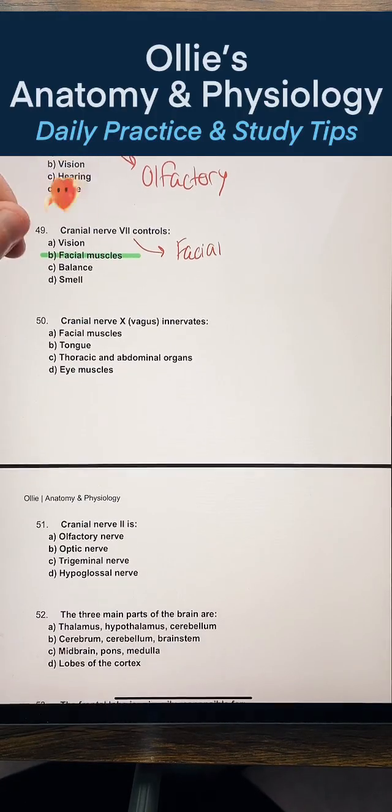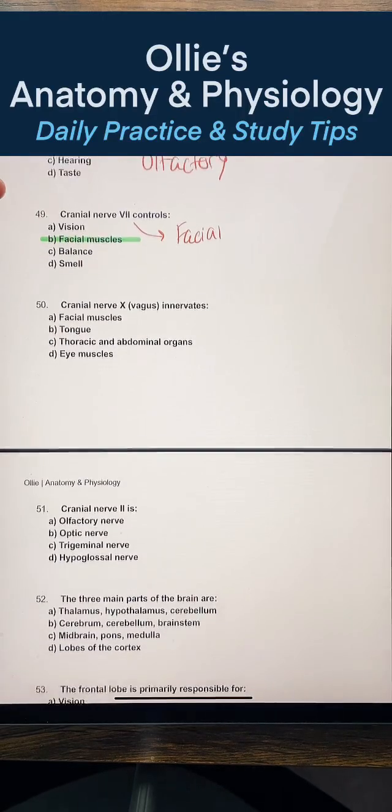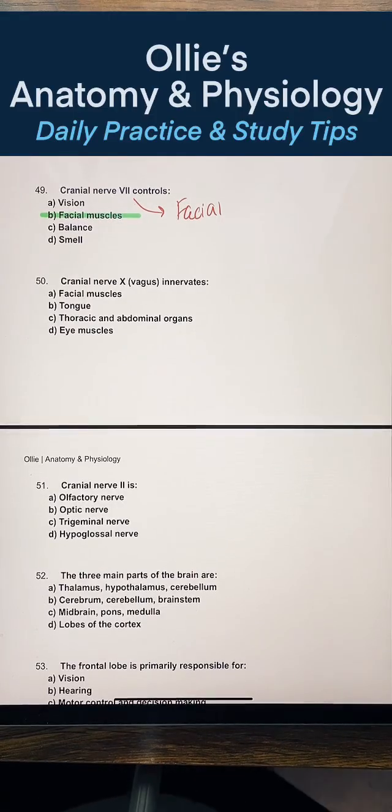I gave the name on this one away. But number 50, cranial nerve, the vagus nerve is going to innervate what? A, B, C, or D? What do you guys think?